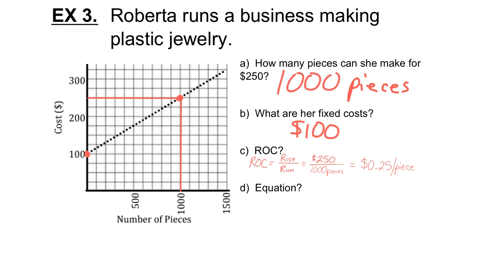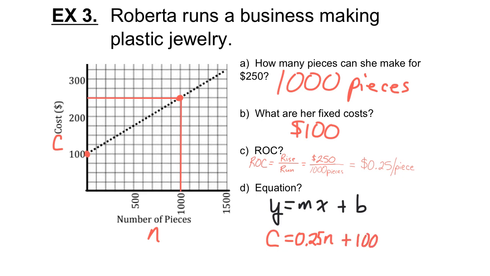Okay, so now I can come up with an equation. So just remember, an equation will take this form, y equals mx plus b. So y and x are the variables, m and b are the rate of change and the initial value. So my variables are number of pieces and the cost. Number of pieces is on the x-axis, cost is on the y-axis. I'm going to use the variables n for number of pieces and c for the cost. So instead of y, I have c. Instead of x, I have n. M represents the rate of change. Well, I have it here. It's 0.25. And b is the initial value. Well, I already figured that out. It's $100. So my equation is c equals 0.25n plus 100.